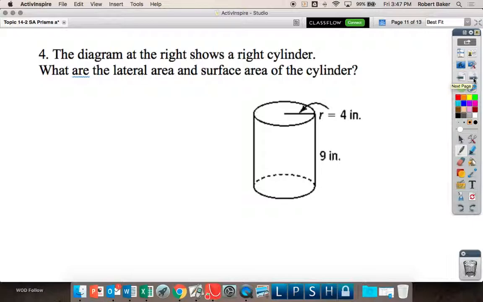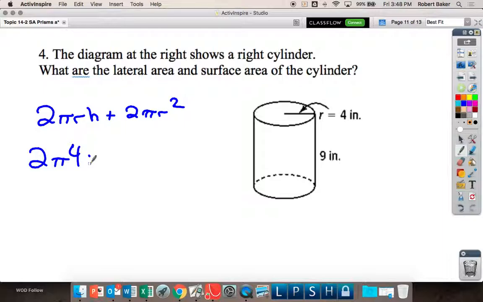I would really rather not, because the formula is disgusting. 2 pi r h plus 2 pi r squared. But look, you write out 2 pi, what's your radius? 4. What's your height? 2 pi, what's your radius? 4. Well, that's it. All the information's there.